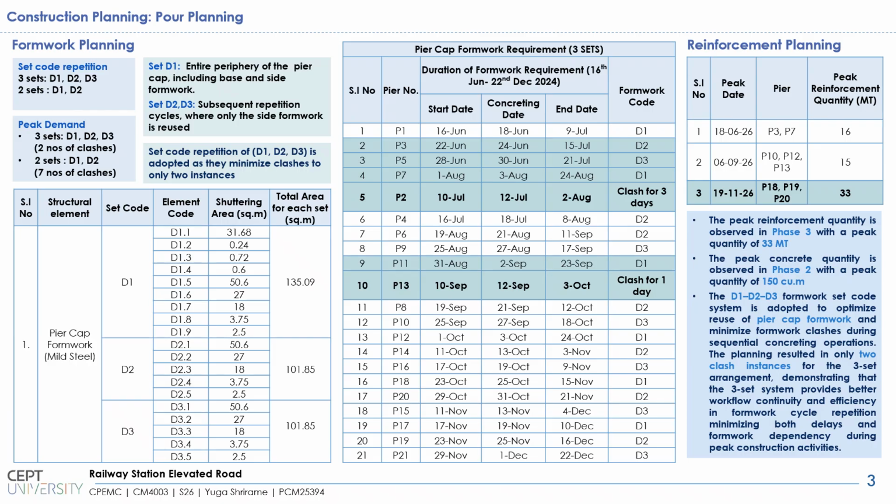When the trial was done for the 2 set repetition, 7 instances of clashes were identified. So the methodology we are going ahead with for formwork planning is the 3 set repetition of formwork. Similarly, for the reinforcement planning, similar calculations were done and the peak reinforcement quantity was identified due to simultaneous work on Pier 18, 19 and 20, wherein the peak reinforcement quantity obtained was 33 metric tons. So this was the analysis for formwork planning and reinforcement planning.